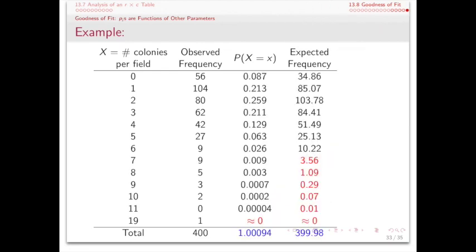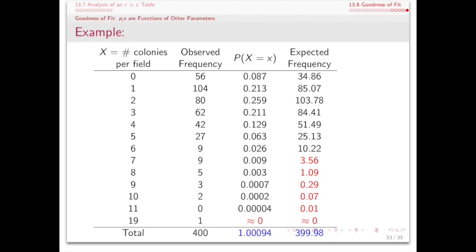You may recall from section 13.7, when we were talking about the chi-square test for independence, we were worried about situations where the expected frequencies were less than 5. We share that same concern here, which is why I have all of these numbers highlighted in red.